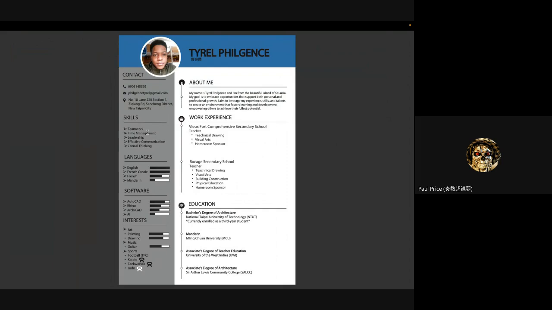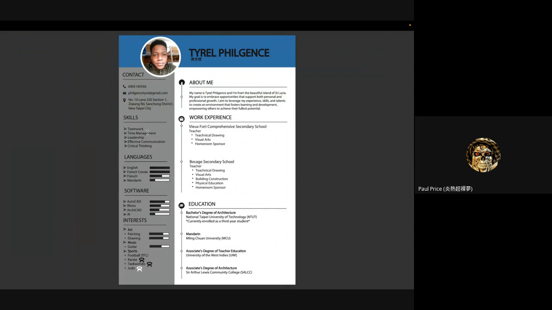Below, languages, the first two, English and French Creole. These are the two native languages of my country. I know some French. I used to know more, but I think being in Taiwan kind of evaporated some of the French from my brain. Fourth one, Chinese.